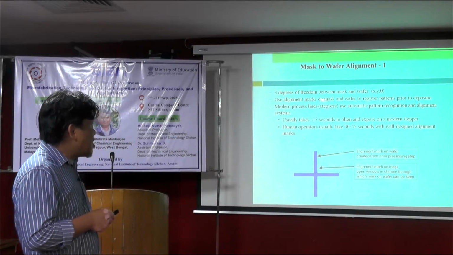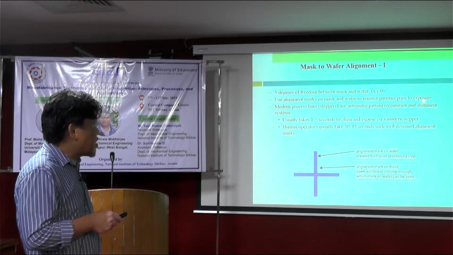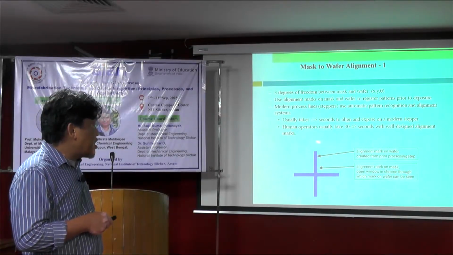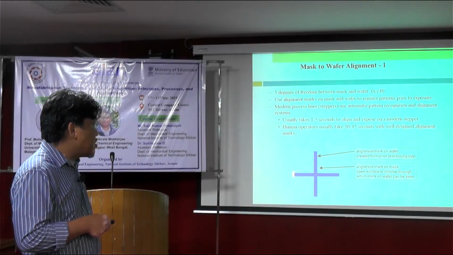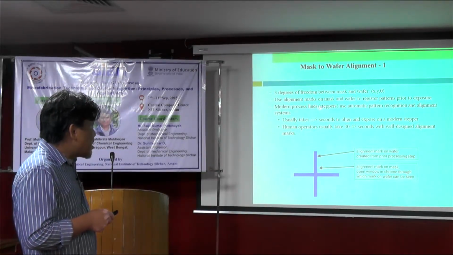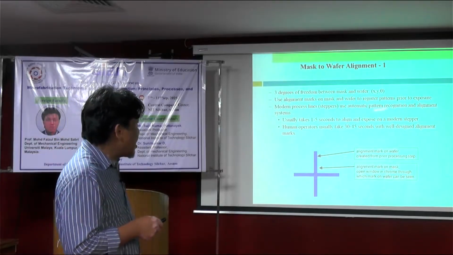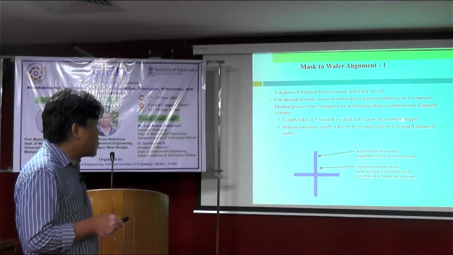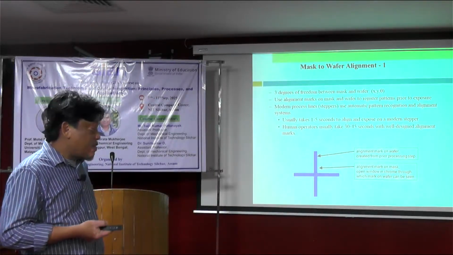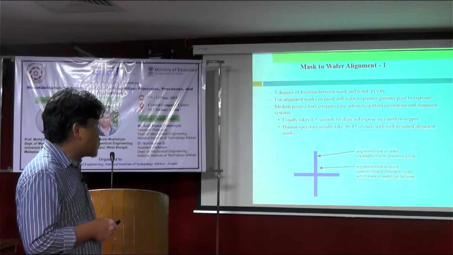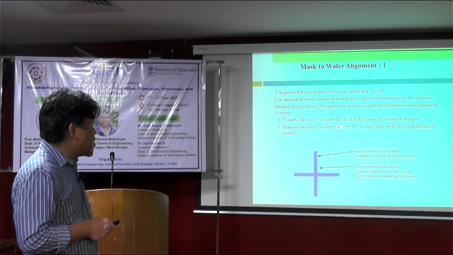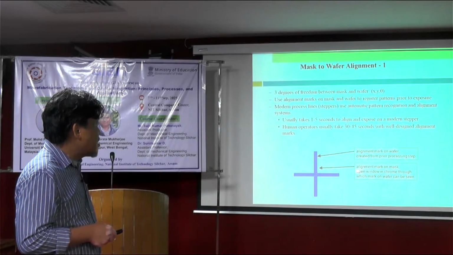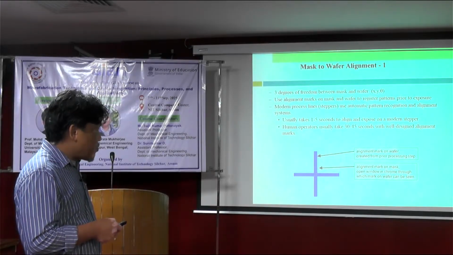Alignment marks on mask and wafer register the pattern prior to exposure. If you have several rounds of exposure and masking, this marking is critical. Modern process lines use automatic pattern recognition and alignment systems, and it usually takes 1 to 5 seconds to align and expose on a modern stepper. But if it's manual, it might take a lot of time to do the alignment. Human operators usually take 30 to 45 seconds with well-designed alignment marks. So it's quite difficult.